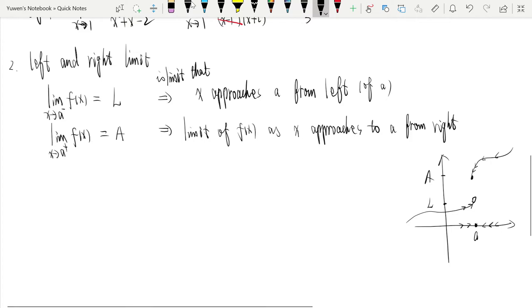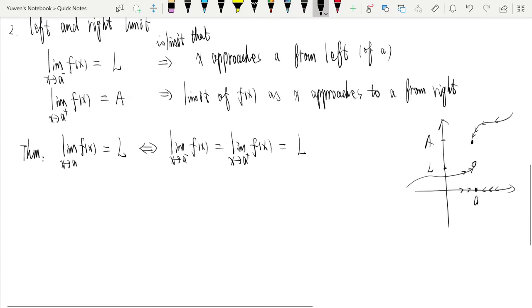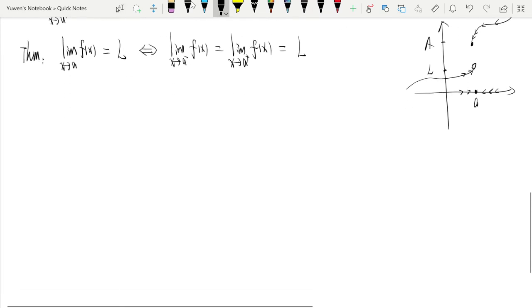Then from the definition of left and right limit, and the limit of function at that point, we have the theorem. If f(x) has a limit at one point if and only if the left limit and the right limit are equal. There are some examples.